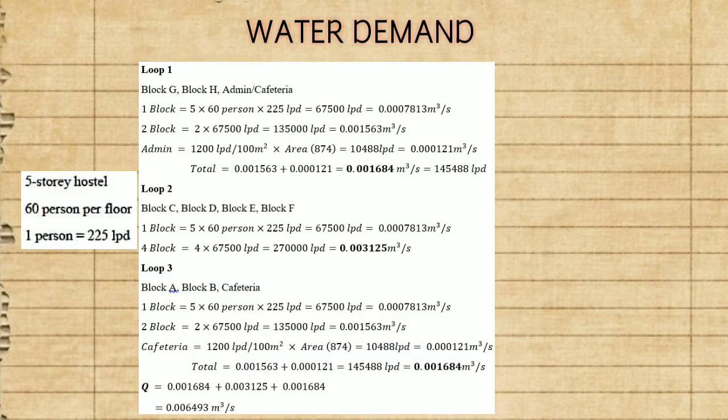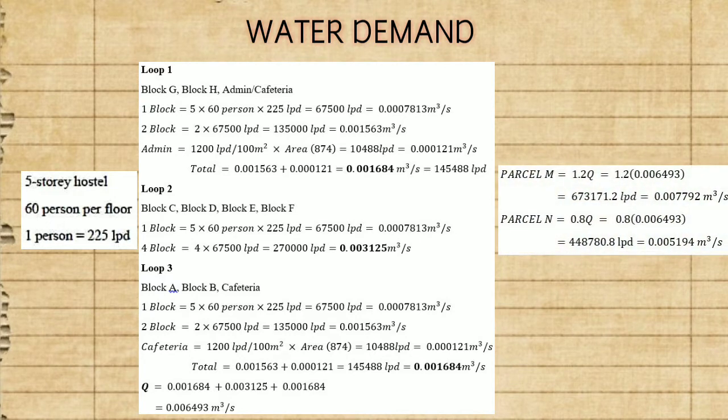Proceed with water demand. Based on the guideline, the demand for a block is 2 to 5 liters per day, and for the admin or cafeteria it is 1,200 liters per day per 100 meter square. For this project, we divided it into 3 loops, which are loop 1, 2 and 3. To find the total demand, we just add the total demand from each loop. Then we can find for parcels M and N, which are 1.2 Q and 0.8 Q respectively, as mentioned in the question.